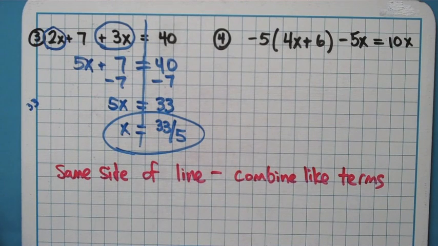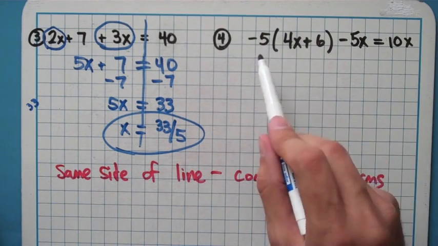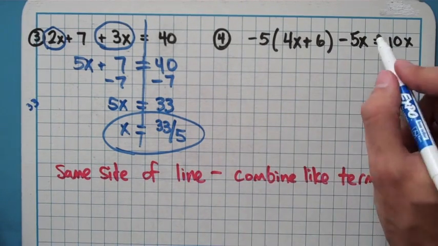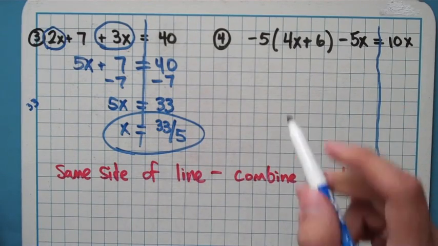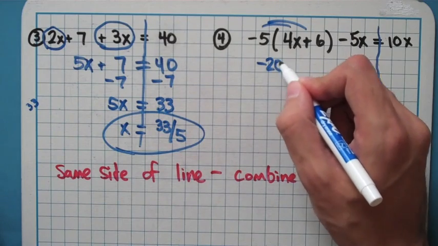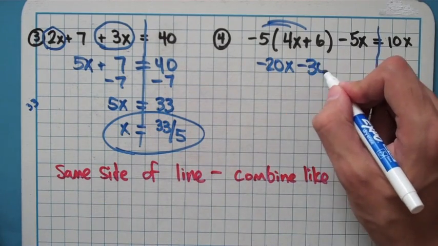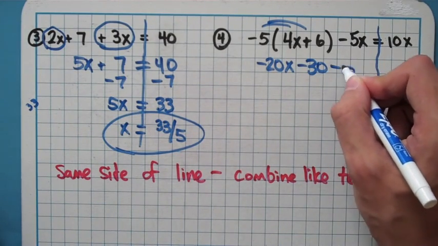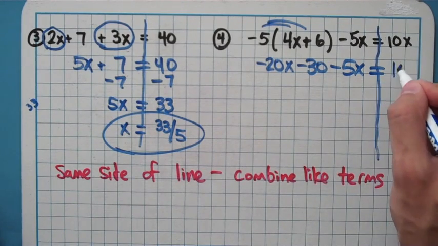Then we have one more problem on this video, and I'm going to go ahead and walk you guys through it. Again, if you're feeling ambitious, try it out for yourself first. So, parentheses, there's a lot going on here. This problem's kind of a mess. First thing I'm going to do is distribute and combine like terms. Try to clean it up a little bit. I get negative 20x minus 30, and then the minus 5x just stays there, equals 10x.